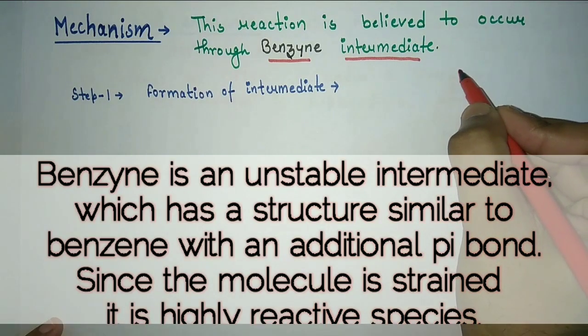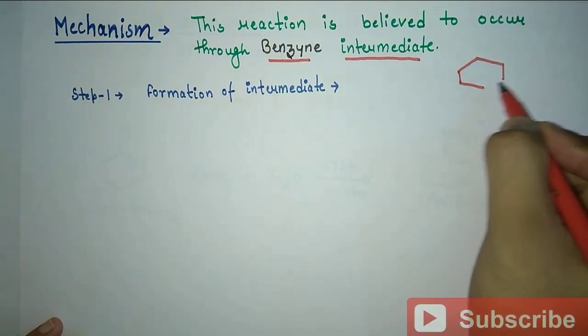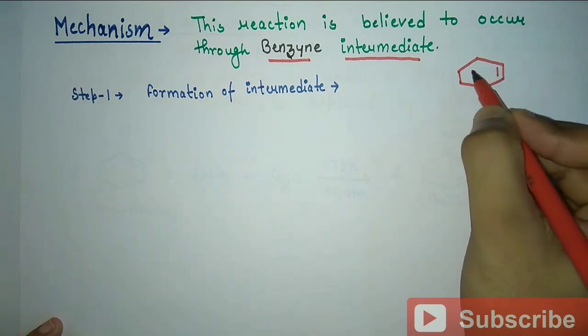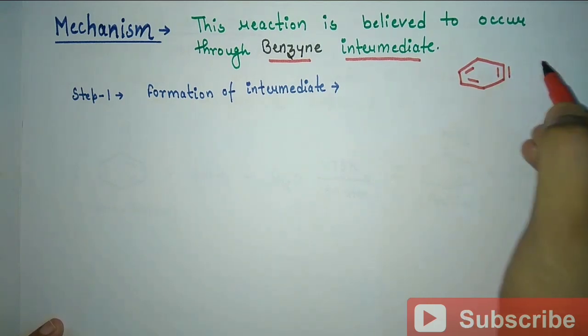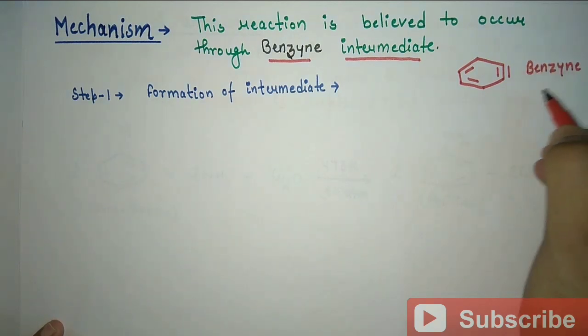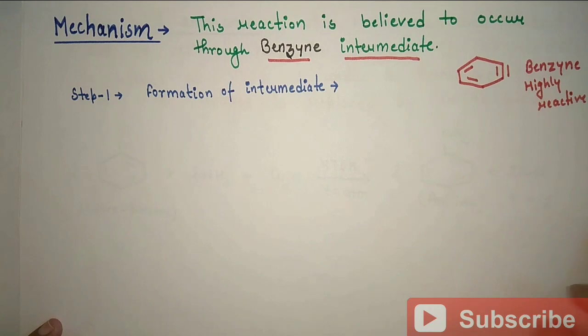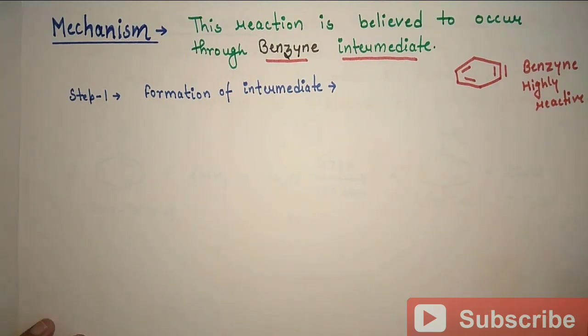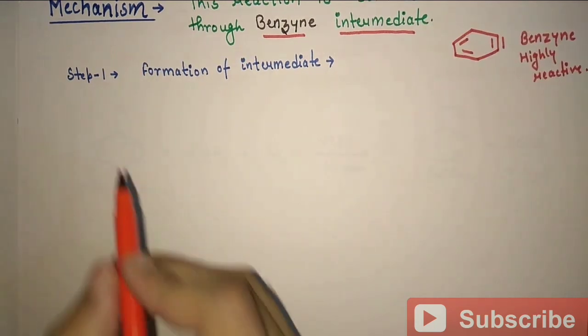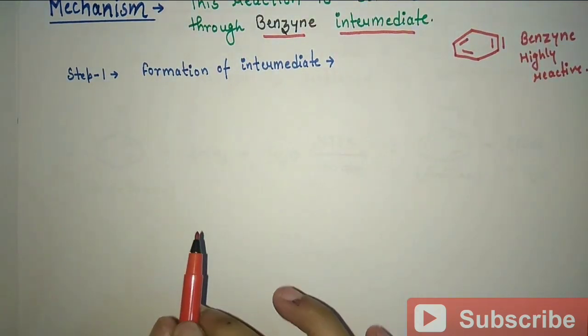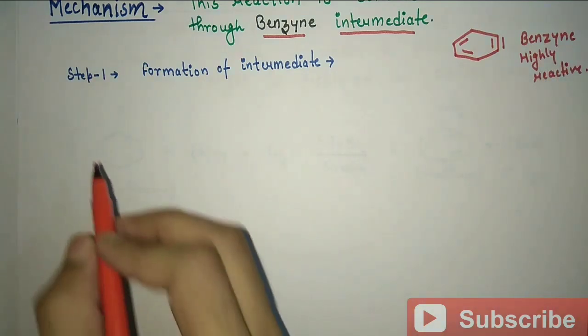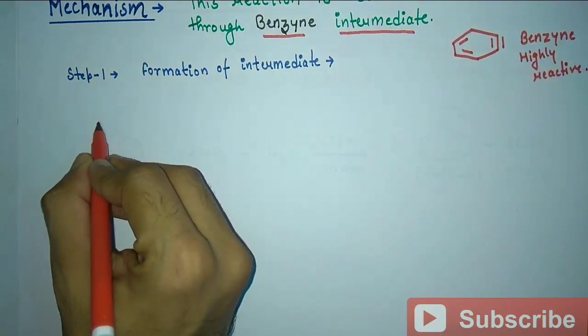What is benzyne? It is a very highly reactive species. It contains an extra pi bond than benzene. This is known as the benzyne intermediate. It is highly reactive or highly unstable. Now let's see the mechanism of this Dow's process. Step 1 is the formation of the intermediate, that is benzyne. This was our chlorobenzene.